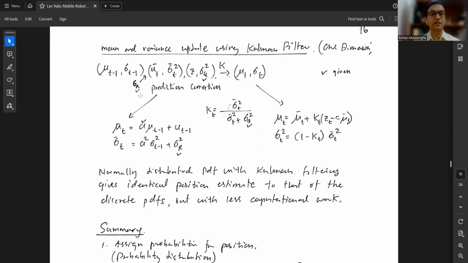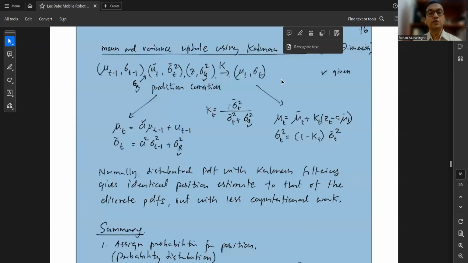Can you see that? Over here, the robot has moved from t minus 1 to t. And now it has all these errors in it, right? So the new mean is mu bar t, the new variance is sigma bar t. T is the timestamp.